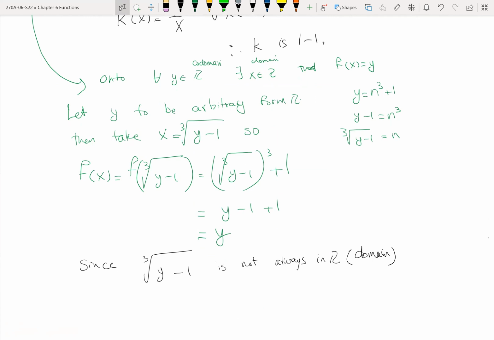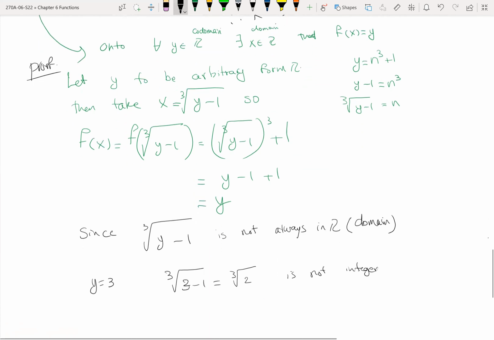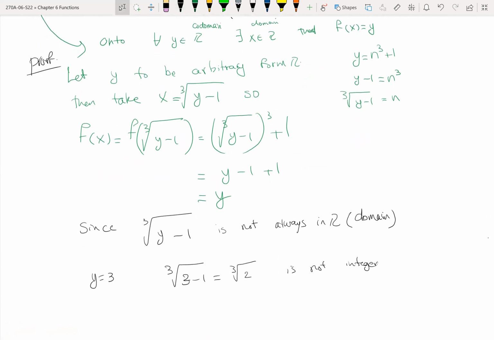You can bring a counterexample. One counterexample, where the third root of y minus 1 is not an integer, would be enough; you don't need to write a full proof. For instance, if I choose y to be 3, then the third root of 3 minus 1, which is the third root of 2, is not an integer. So for y equals 3 there exists no x that maps to 3. Either way is fine, but I think a counterexample is always easier than a proof. Any other question?